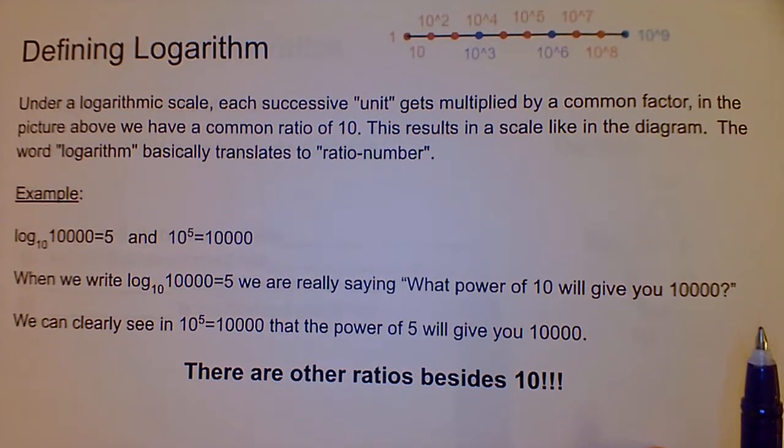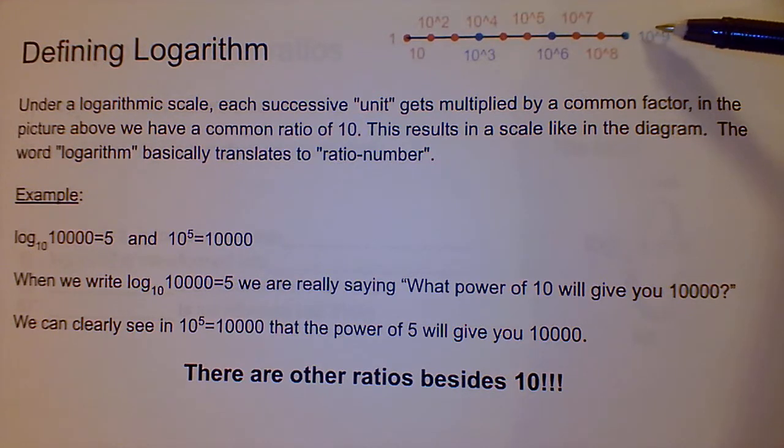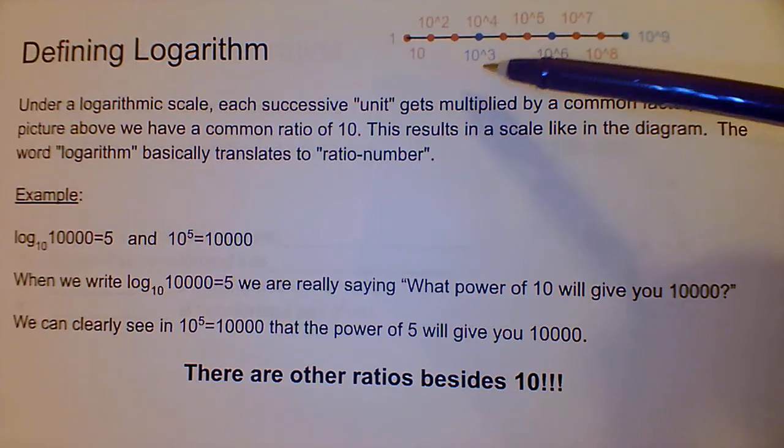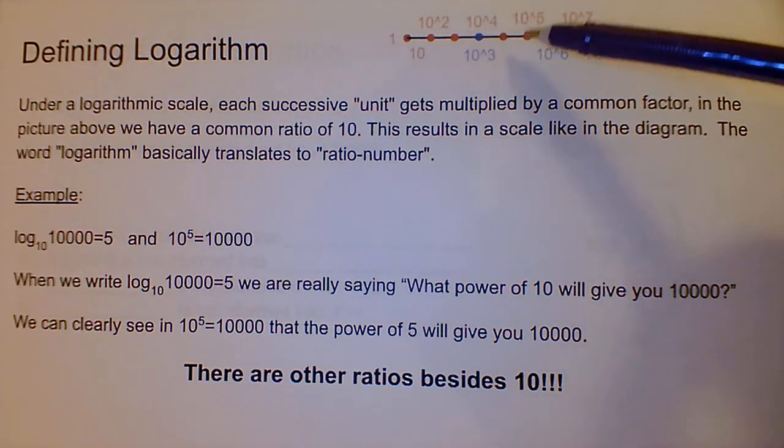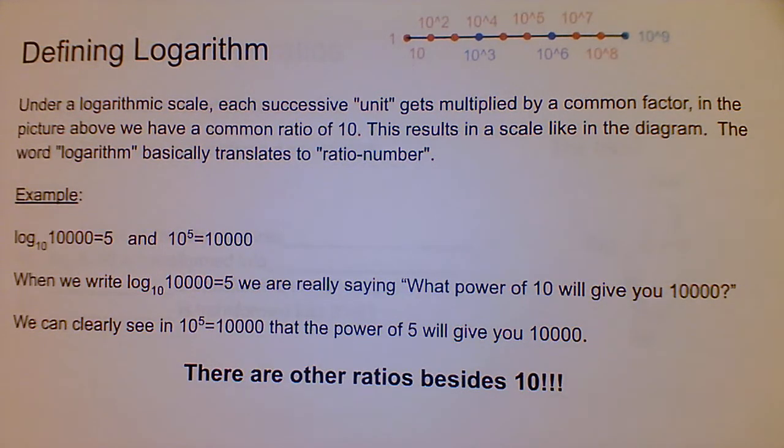All right, so as you see here, we have a logarithmic scale with base 10. And this is what we looked at the other day. This would be 10 to the first, 10 squared, 10 to the third, 10 to the fourth, 10 to the fifth, where it's not a linear scale. Under a logarithmic scale, each successive unit gets multiplied by a common factor. In the picture above, we have a common ratio of 10 that results in a scale like in the diagram. The word logarithm basically translates to ratio number.